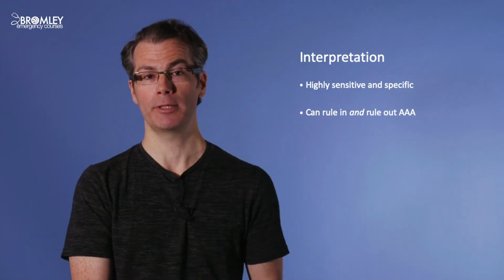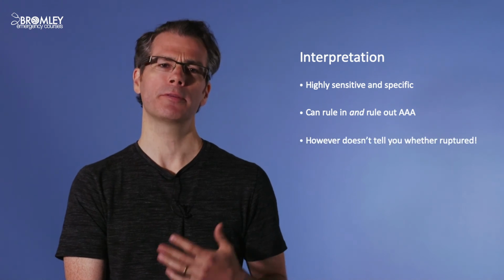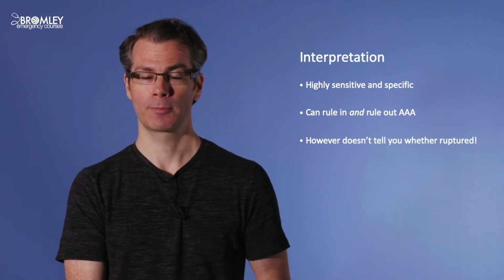So how do we interpret our findings? Well, assuming we can get a good view of the aorta, it's a very highly sensitive and specific test. So it can both rule in and rule out a AAA. However, it won't tell you whether this AAA has ruptured or not.